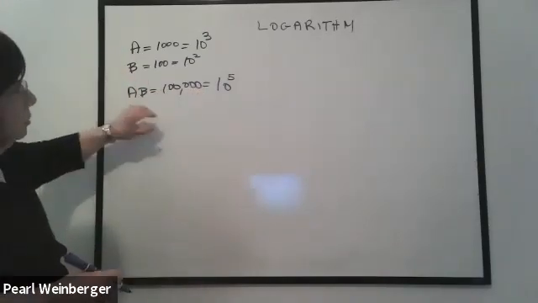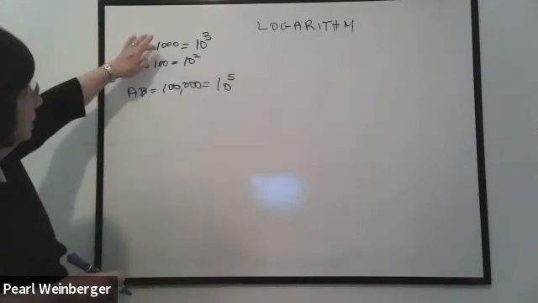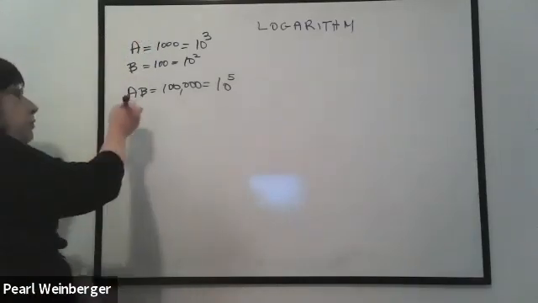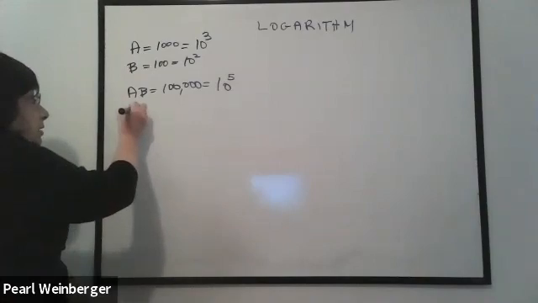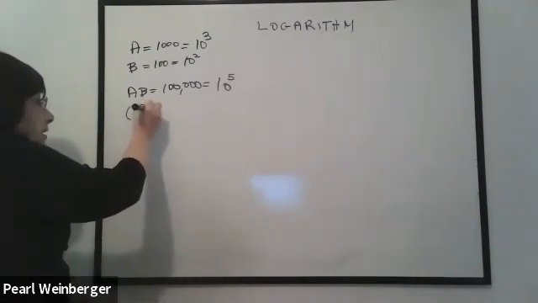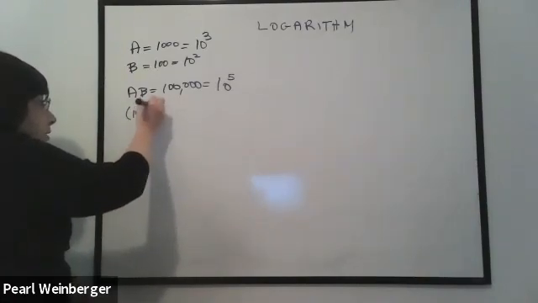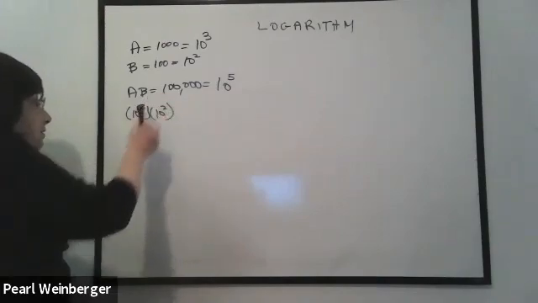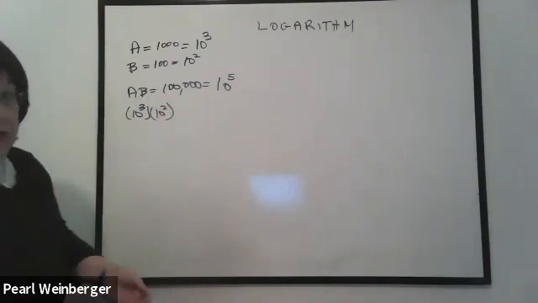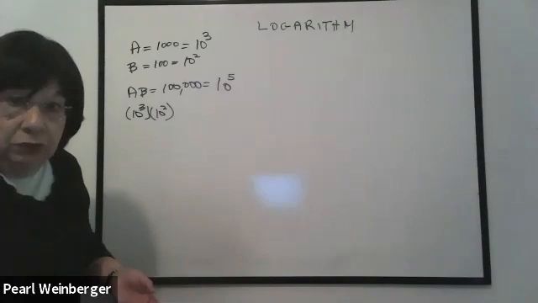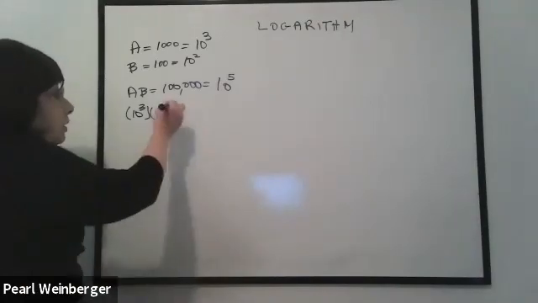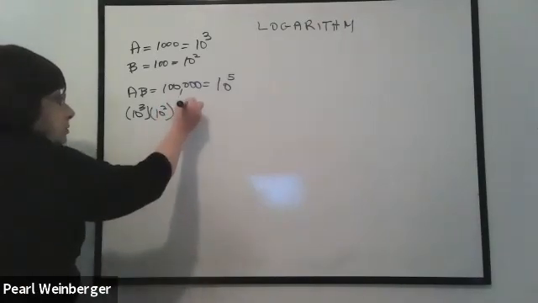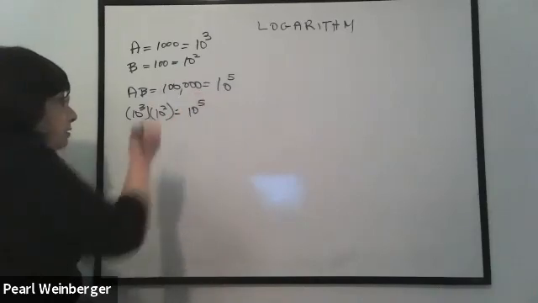We could have done it just because we multiplied 100 times 1,000, but we could have also done it by doing 10 to the third times 10 squared. And since the bases are the same, we know in terms of exponents, when we multiply numbers, we're adding their exponents. So again, that would have given us 10 to the fifth.